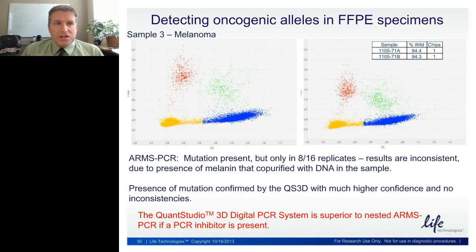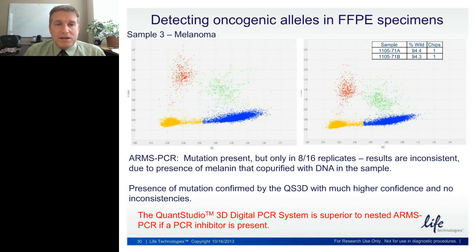Now, one of his challenging samples are melanoma samples, because oftentimes melanoma genomic DNA samples are contaminated with melanin. This is a polytyrosine-containing globular protein, which interferes with traditional PCR by somehow blocking the activity of polymerases. And it's known that melanin in samples can inhibit traditional PCR reactions.